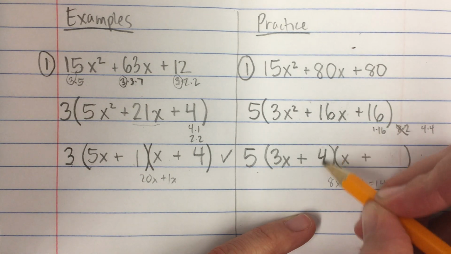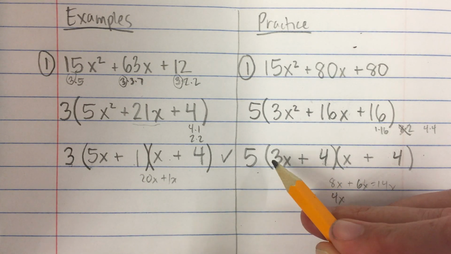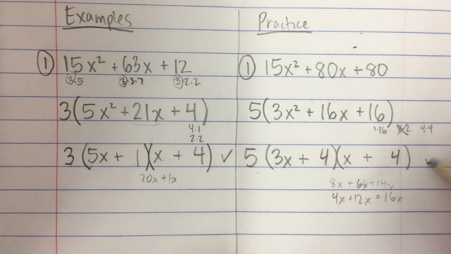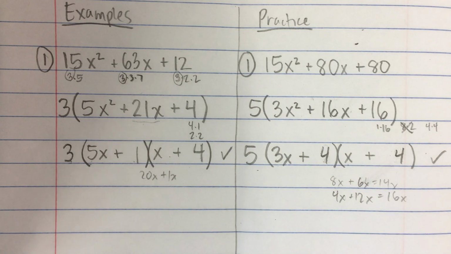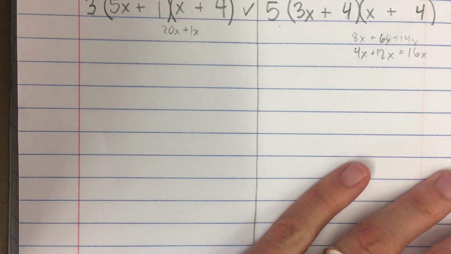Let's try 4 and 4. 4 times x is 4x. 3x times 4 is 12x, and that's 16x. That works. Okay, that's your answer. Let's try another example. Okay.